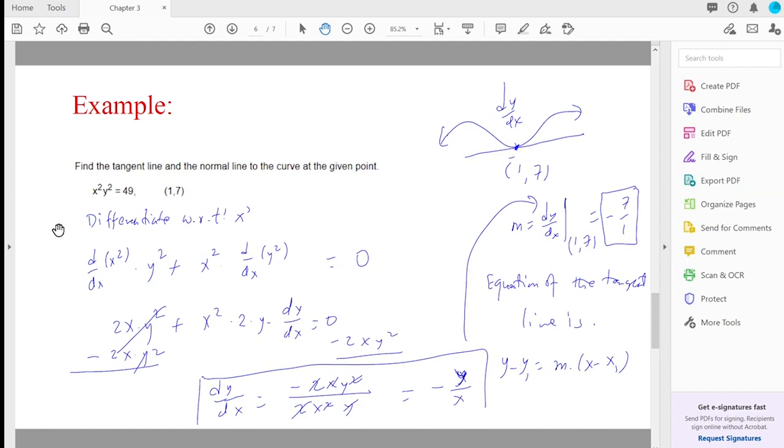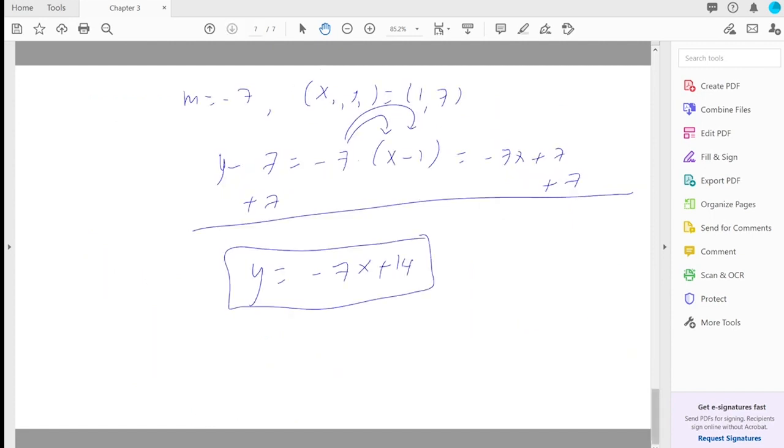We also have to find the normal line. The relation between the tangent line and the normal line is that they are perpendicular to each other. That means if m is the slope of the tangent line, then -1 over m would be the slope of the normal line. We already know that the slope of the tangent line is -7. So the slope of the normal is the negative reciprocal of this: negative of 1 over m, which is negative of 1 over -7, which is 1 over 7.